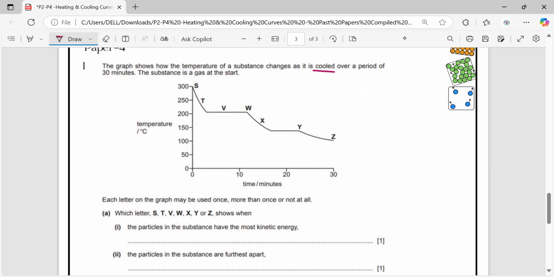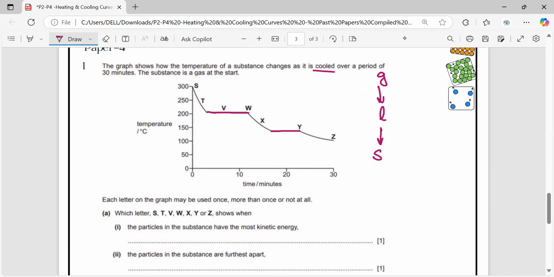So here, as you can see, these are the two lines which are straight. It means that these two lines represent some kind of phase change. So when it is a cooling curve, the gas is changing into liquid and the liquid solidifies into solid. It freezes. So that's a cooling curve.